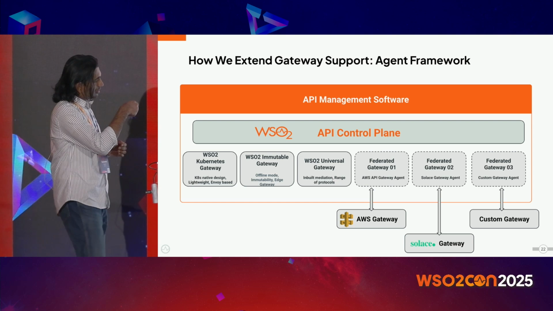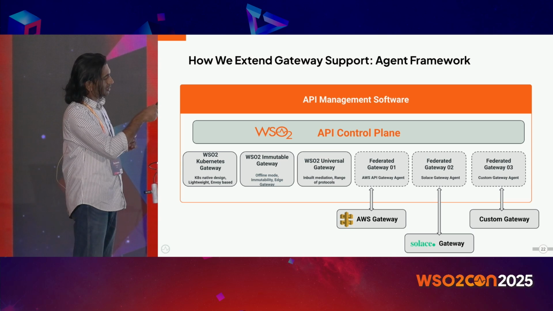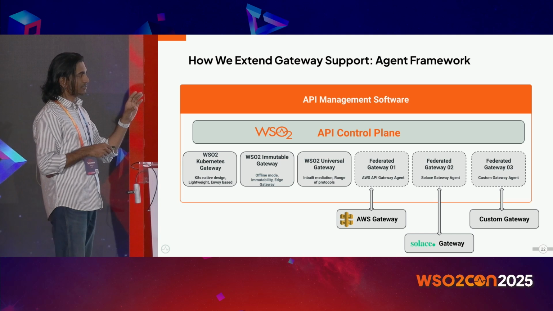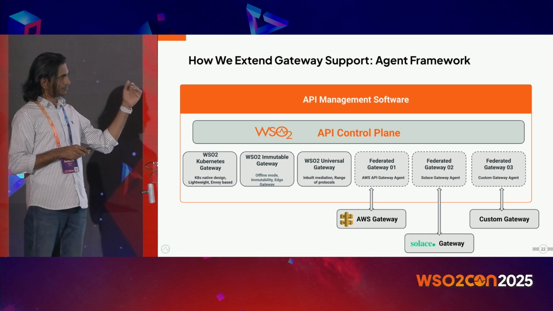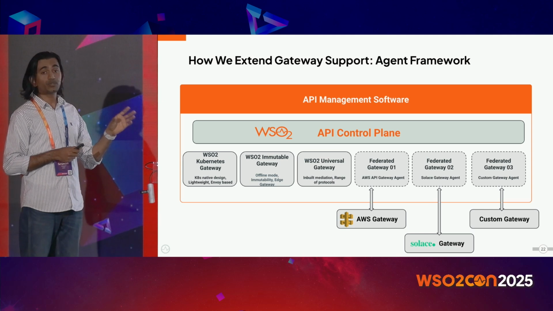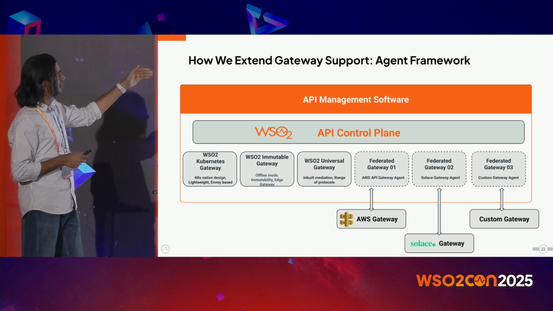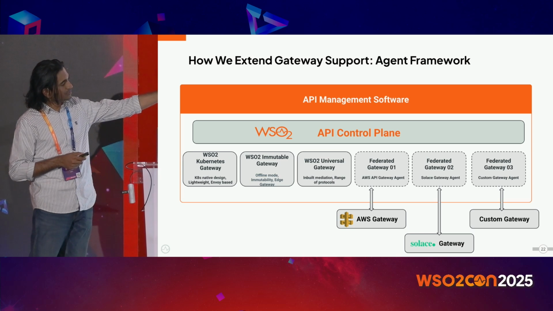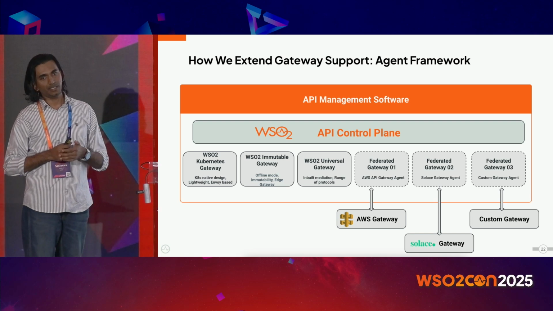Okay, this is another detailed version of what we support right now. Our gateways are there. In addition to that, AWS Gateway and Solace Gateway are there. This particular architecture also supports onboarding other gateways. With this approach, we have an agent concept where you can write an agent based on any gateway. All these are agent-based connections. We have the control plane, and then we have one agent for the Kubernetes Gateway, another agent for the immutable gateway, and likewise for the federated gateways we have agents. And you can write your own agents and bring any API gateways.